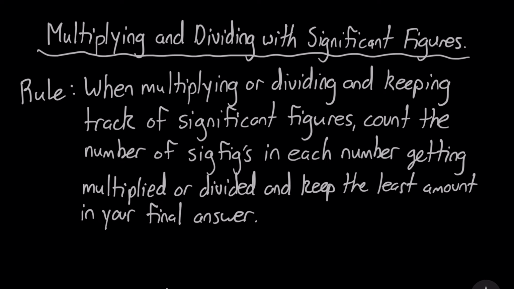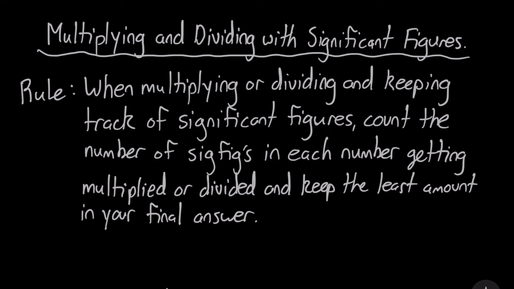So the rule that we are going to follow says when multiplying or dividing and keeping track of significant figures, we are going to count the number of sigfigs in each number getting multiplied or divided, and we're going to keep the least amount in our final answer. We'll go over a few examples to see what I mean by this.